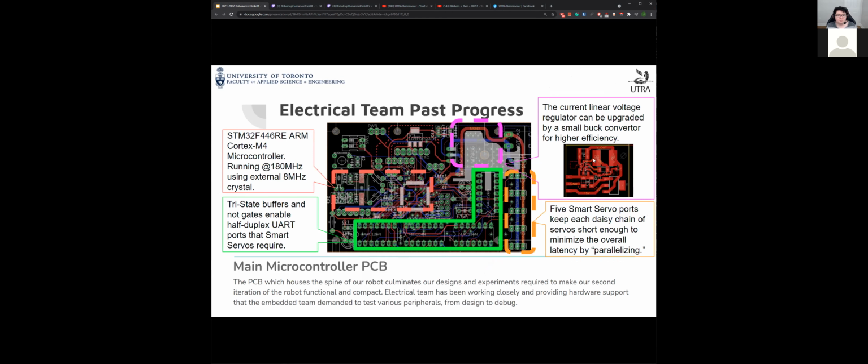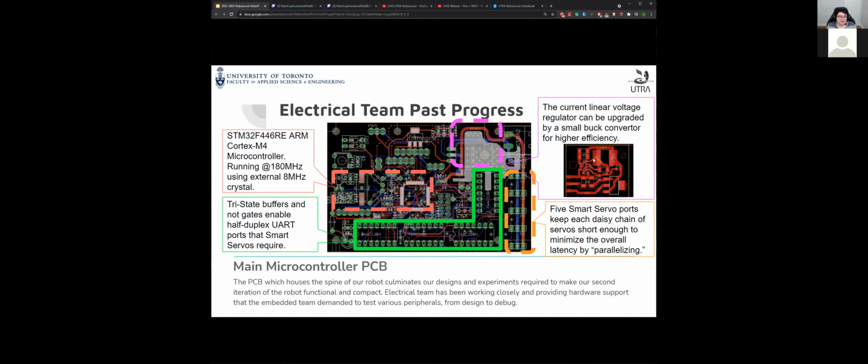Next is the electrical team. The electrical team is in charge of all the necessary circuitry components needed for the robot to run. We mostly integrate all the electrical components onto a single PCB that we design in-house. As you can see, this is basically the main design of the PCB. The STM32 chip will also be mounted on here.